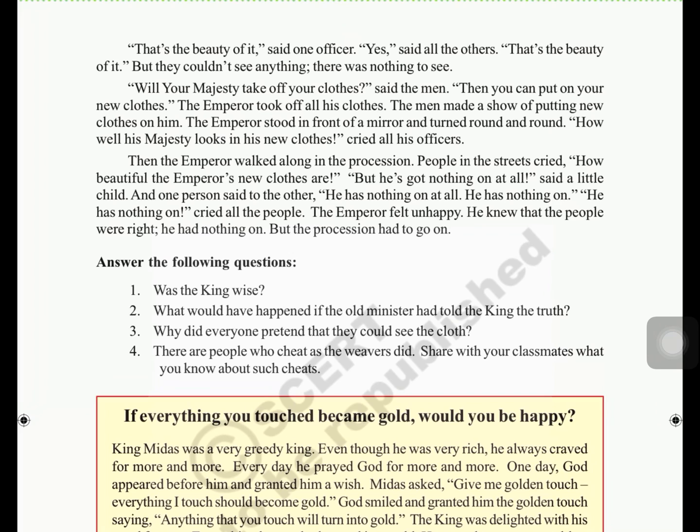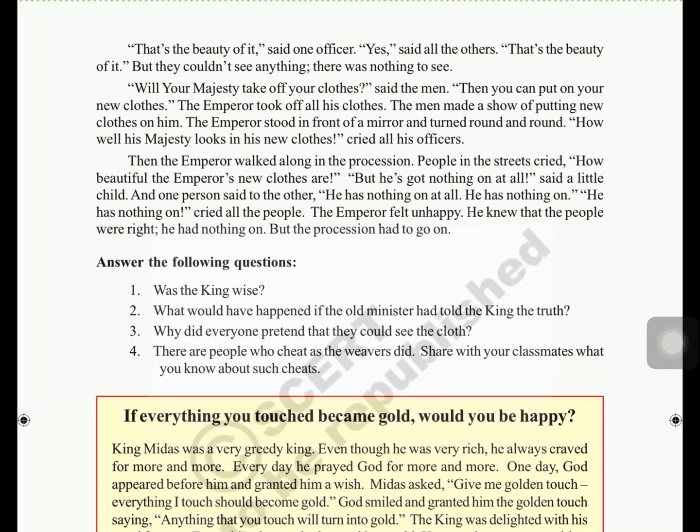One by one they started expressing the reality. The emperor felt unhappy. He was not at all happy. He knew that the people were right. He had nothing on. But the procession had to go on, as if everything is there, or else it will be a great insult for him if he accepts everything. That's why, even though we have likeliness, limitations should not be crossed, children. Then we become fools like this only.